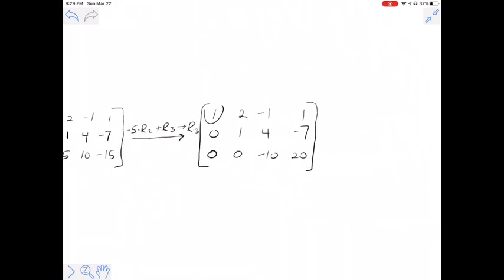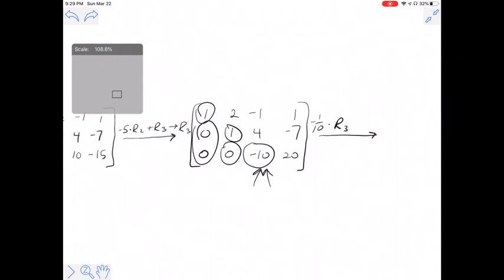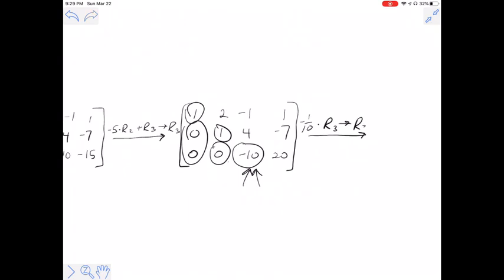Now we're almost there. I've got 1 and then zeros. Then I've got 1 and a 0. Only thing that's remaining to be row echelon form is that should be a 1. And the best way to make an entry 1 is to multiply by its reciprocal. And this entry is in row 3, so I want to change it to 1. I'm going to multiply it by its reciprocal, negative 1/10. This is the entry I'm talking about. I want to change that into 1, so I'm going to multiply it by its reciprocal, which is negative 1/10. And that's going to replace row 3.